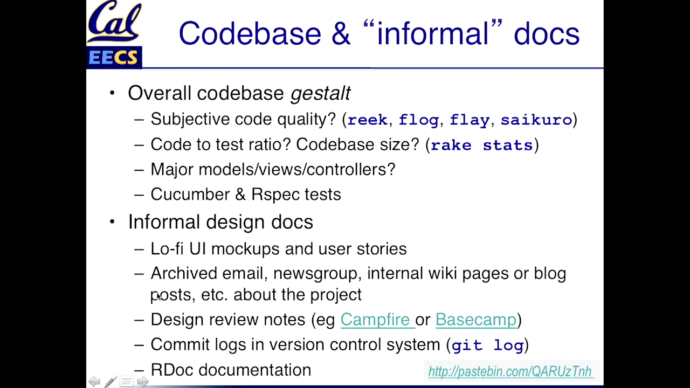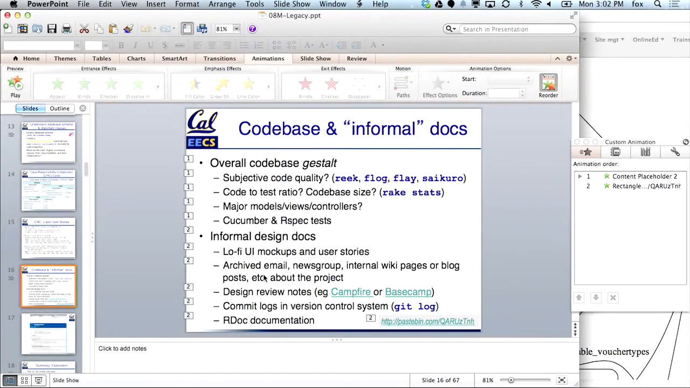There are packages that people use like Campfire and Basecamp. These are both software as a service that are specifically for this kind of thing. They're for keeping track of design review notes and stuff like that. So if those are available, that'd be a place to look. Of course, Git log. The logs can be verbose, but sometimes if you search enough, you find some really useful information in there. And of course, RDoc documentation. You've already seen this, but we're going to take a look at an example of RDoc.